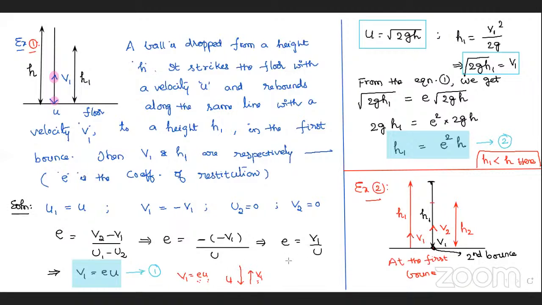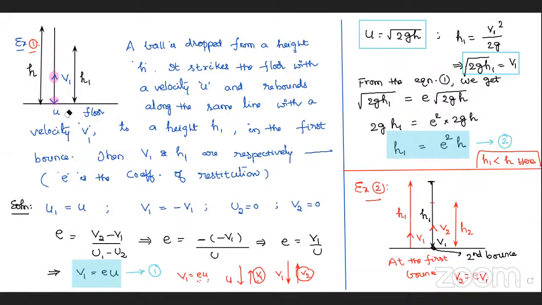Here, observe the striking velocity at the second bounce: instead of u, that is v1. And the bouncing velocity, instead of v1, I have here v2 at the second bounce. So using the same common sense, bouncing velocity v2 is equals to e times striking velocity. Striking velocity at the second bounce is v1. So v2 is e into v1. Now you understood this step, Nana? All of you?